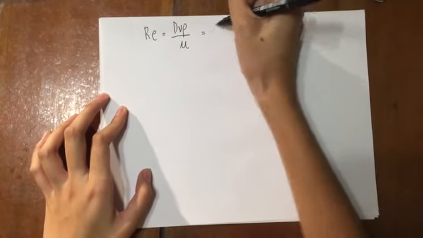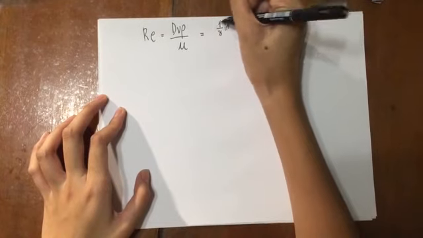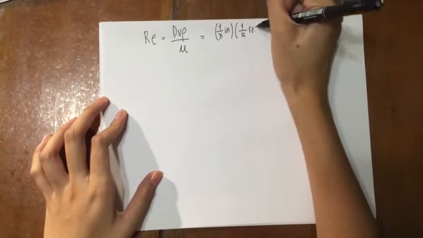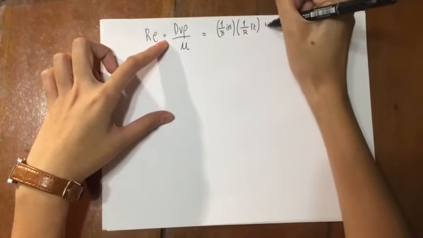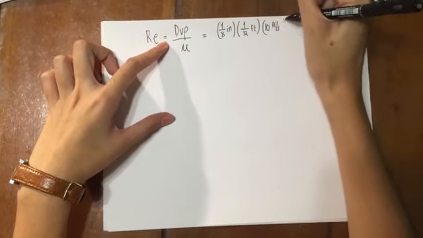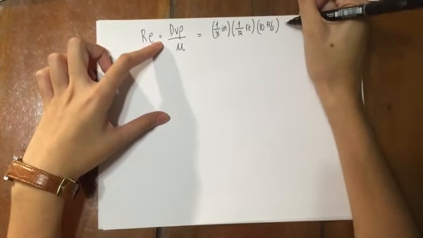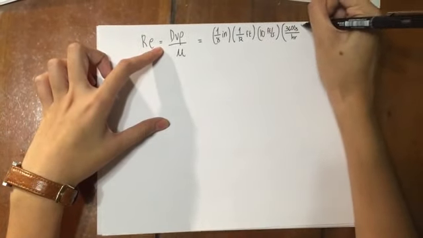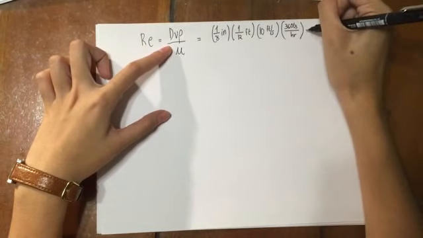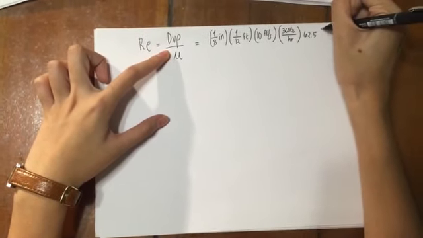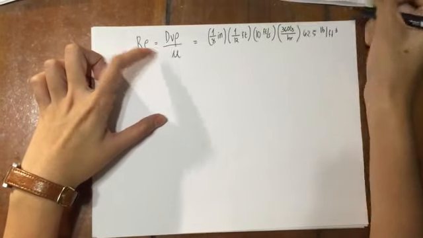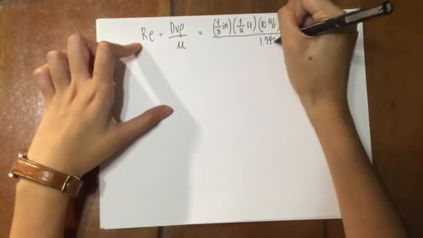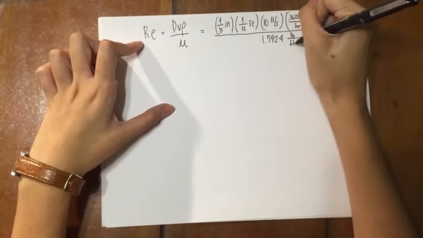The diameter is 1/8 inch, and we will convert this to feet, so we will multiply it by 1/12 feet per inch. Next is the velocity, which is 10 feet per second, which we will convert into hours, so we will multiply by 3,600 seconds over 1 hour, times the density of the water, which is 62.5 Lb per feet cubed, over the viscosity of the water, which is 1.7424 Lb per feet hour.